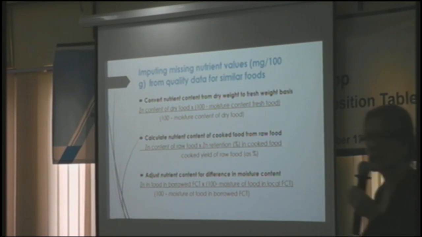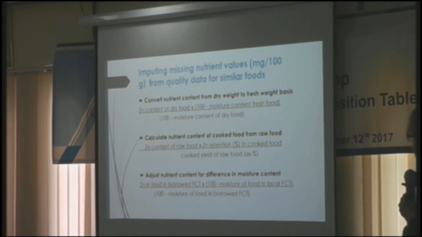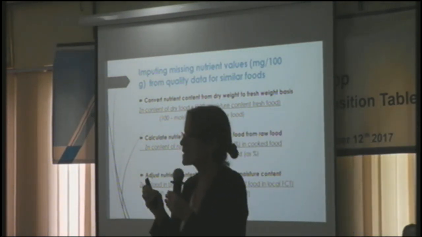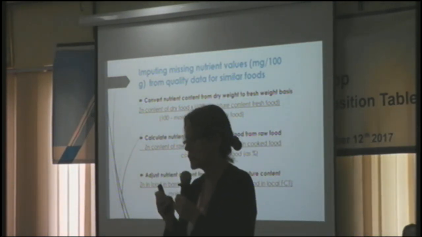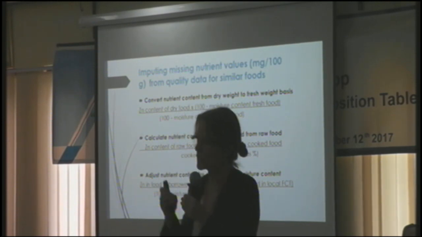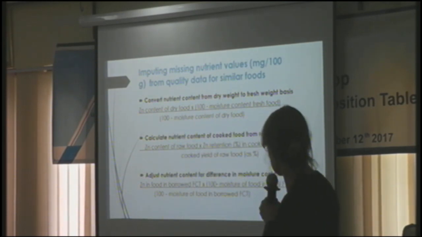And this is just giving you some of the ways that can be done. One of the things that is very important is converting if there's a difference in the water content of the food in your food composition table and another food composition table. It's very important when you're imputing to adjust for some of these differences. And that's related to this one here.